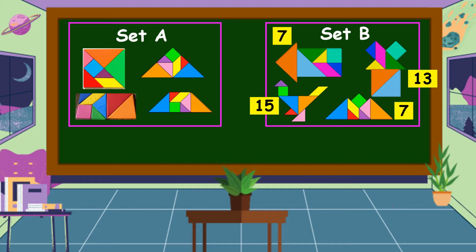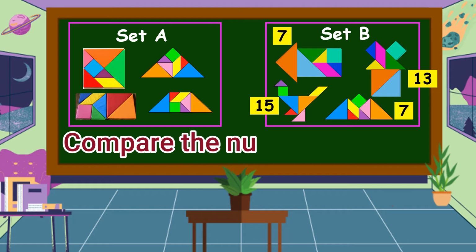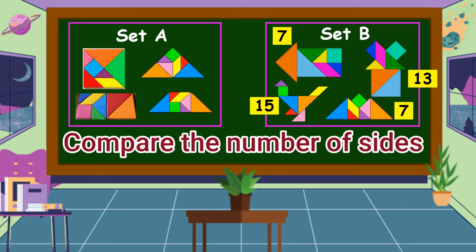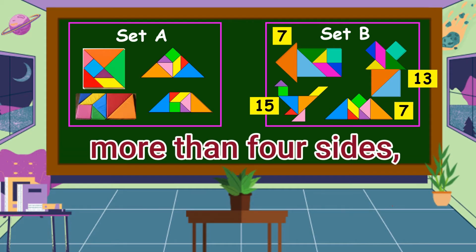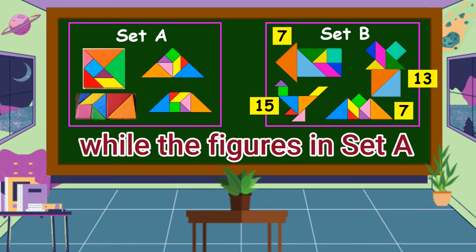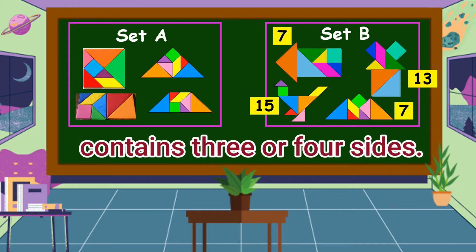What is the minimum number of sides in set A? Alright, it is 3. That is a triangle. What about the maximum number of sides in set B? Okay, it is 15 sides. How do the two sets differ? Compare the number of sides. The figures in set B contain more than 4 sides, while the figures in set A contain 3 or 4 sides.